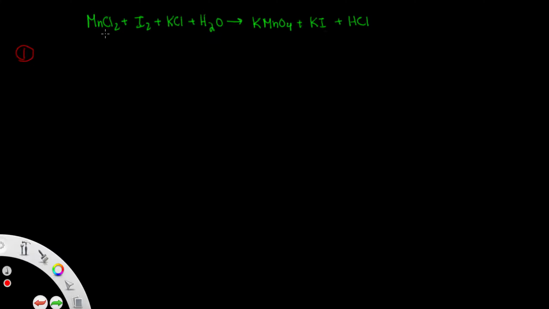Spectator ions are certain ions that are found on both the reactant side and the product side that don't really do anything in the reaction. They just stay there and they don't really react with anything. They're just floating around, and they're not really essential when it comes to getting an ultimate balanced redox reaction. So that's what we're going to do first.